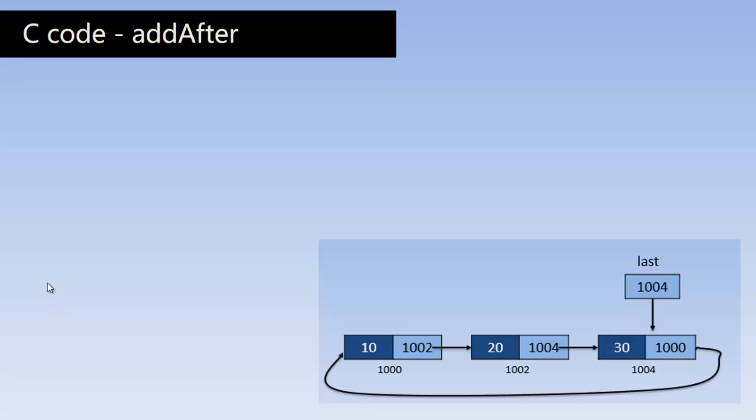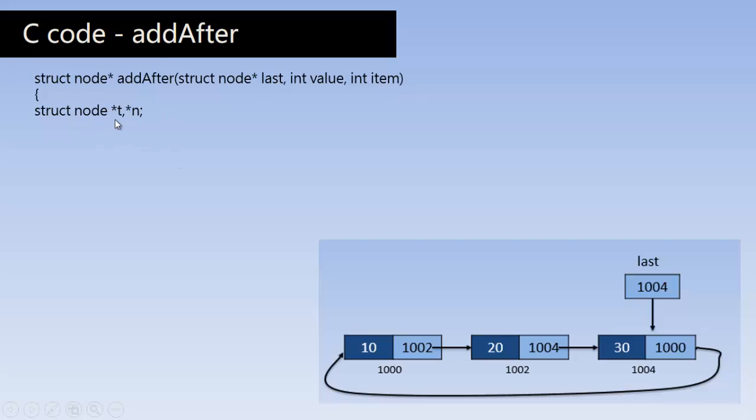Now we'll understand the code for addAfter. That means we're going to add a new node after any particular node. This addAfter function will insert a new node after the specified node. It takes the last pointer to traverse the list, the value which is going to be inserted in the new node, and the item. The item represents the data present in the node after which we are going to insert the new node. For that I'll use two pointers, t and n. Now I created two pointer variables, and now I will store last arrow next inside t.